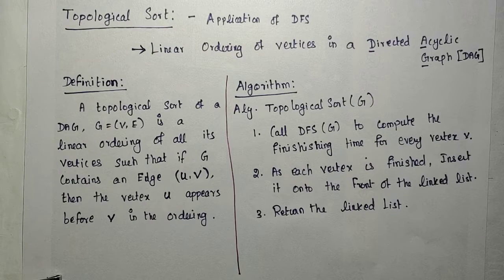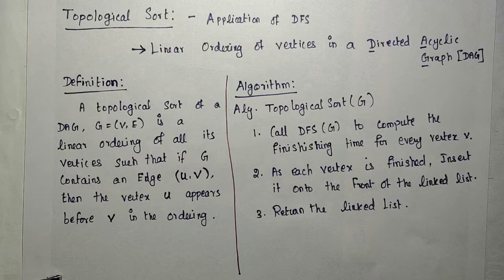The next step: as each vertex is finished, insert it into the front of the linked list. It is nothing but sorting the vertices based on the finishing time in descending order. The vertex which is finished earliest will be at the last. The vertex which is finished last will be at the front of the list, the first node in that list. So that is the order. I return that linked list containing that order of vertices. That is a topological sort.